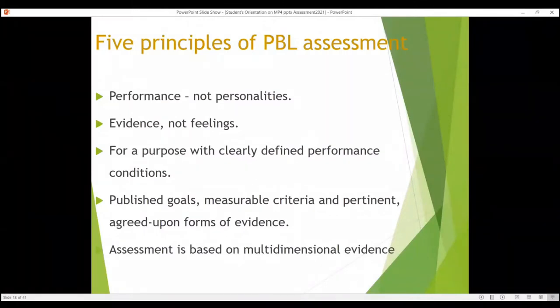Now, I am coming to any form of assessment. It depends upon your performance. It is not about the personality. It is about the performance. How you perform the task, whether it is MCQ, PBL, lab work, or clinical setting, how you perform. Because in order to give the marks, we need the evidence. We need the evidence that you have demonstrated the task.